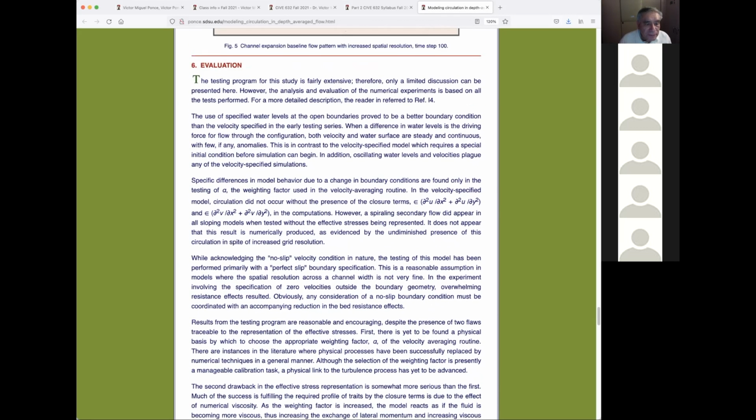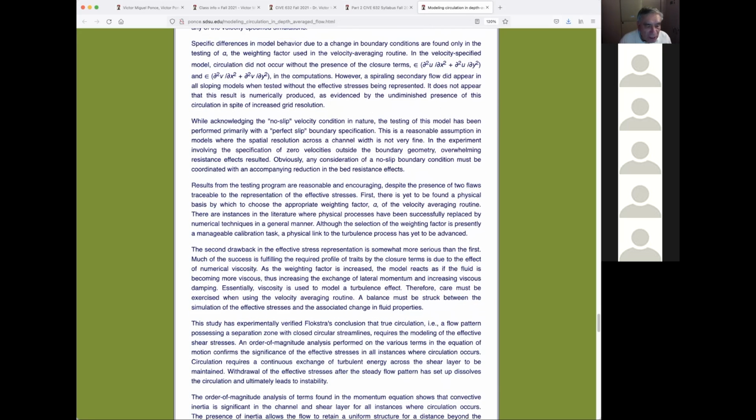Okay, so over here I'm going to discuss this. It says results for the testing program are reasonable and encouraging, despite the presence of two flaws traceable to the representation of the effective stresses. Don't forget that our objective was not to break new ground in terms of the modeling itself, or how you construct a model. Our objective was to determine what is causing the circulation. That was the focus of our research.